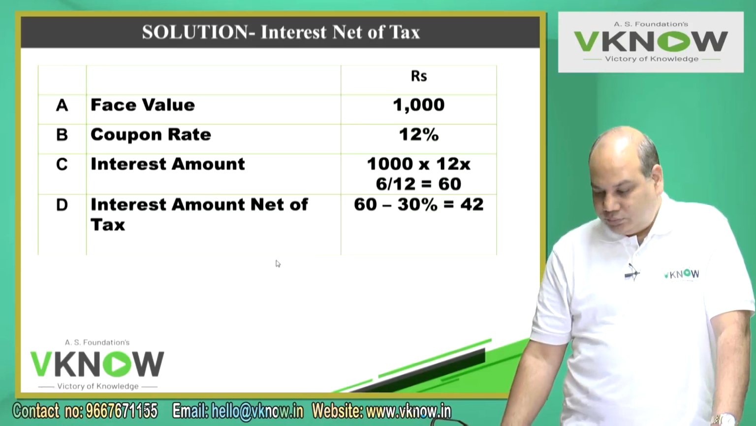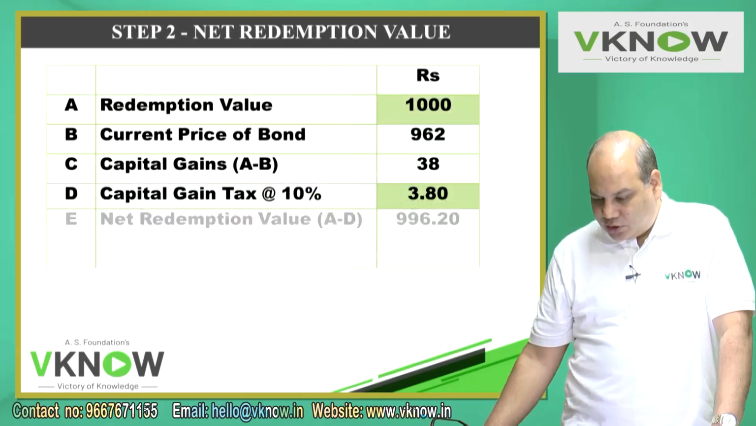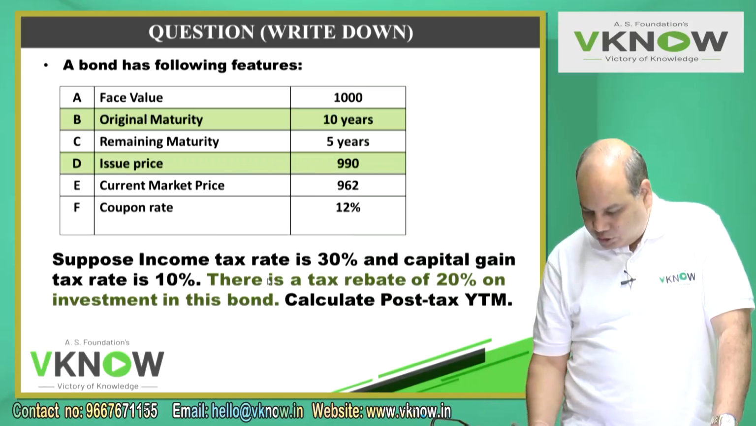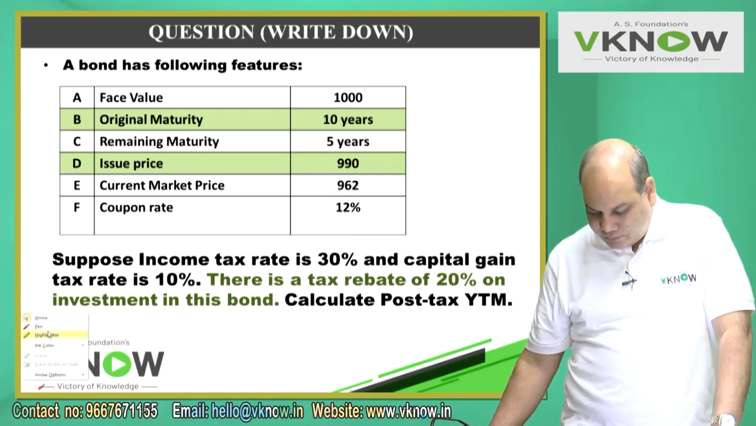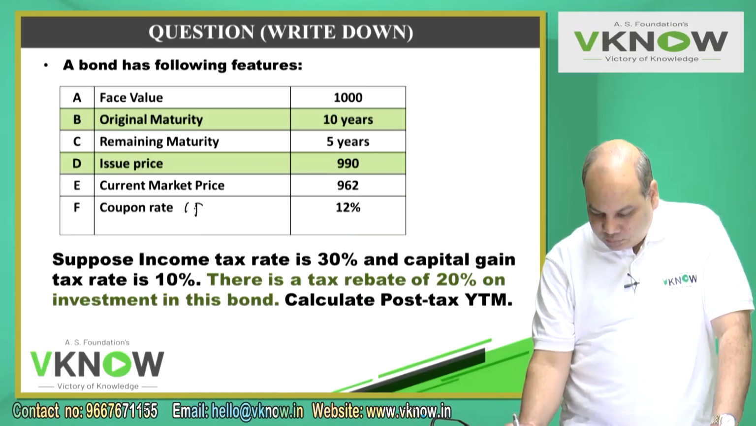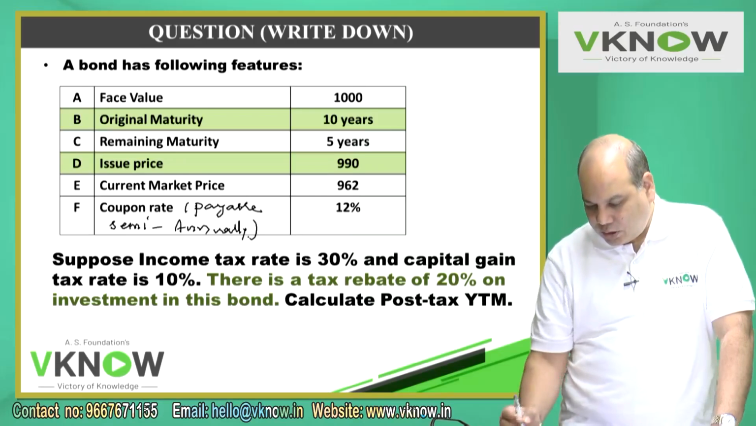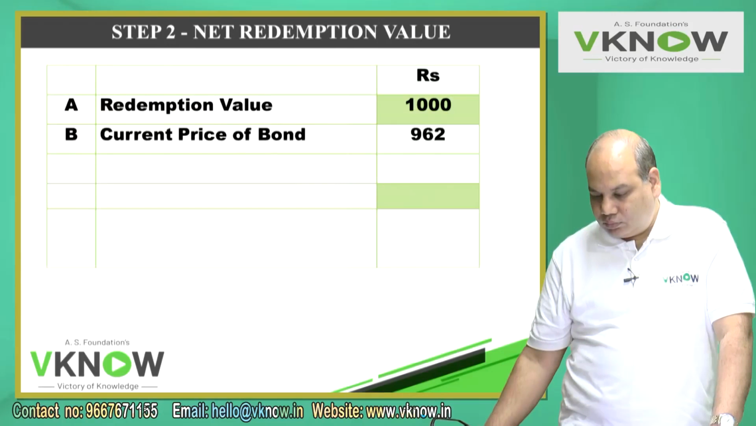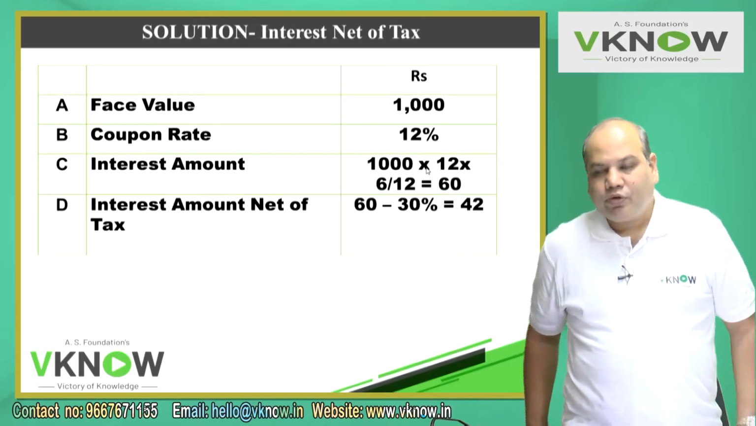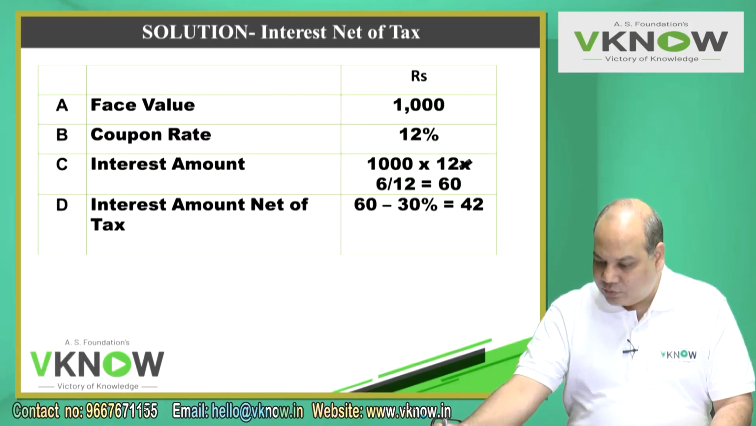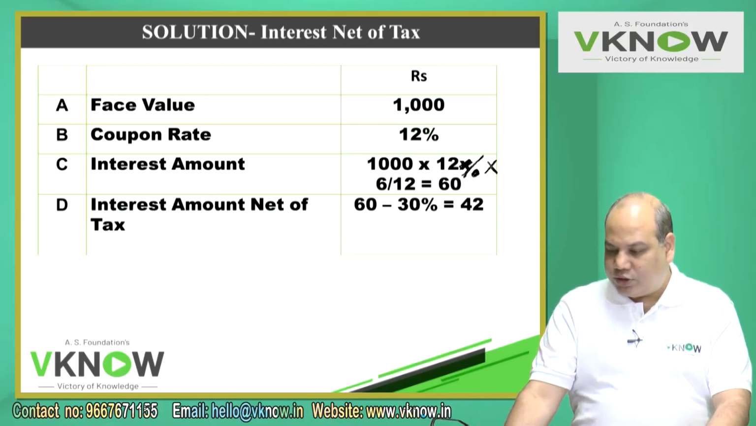Therefore, point C, interest amount. Now check whether it is an annual bond or semi-annual bond. I have to make a small change in the problem. Coupon rate 12%, just write down payable semi-annually. So what will happen now? Your coupon amount will be 1000 into 12% into 6 by 12. So it comes to 60 rupees.